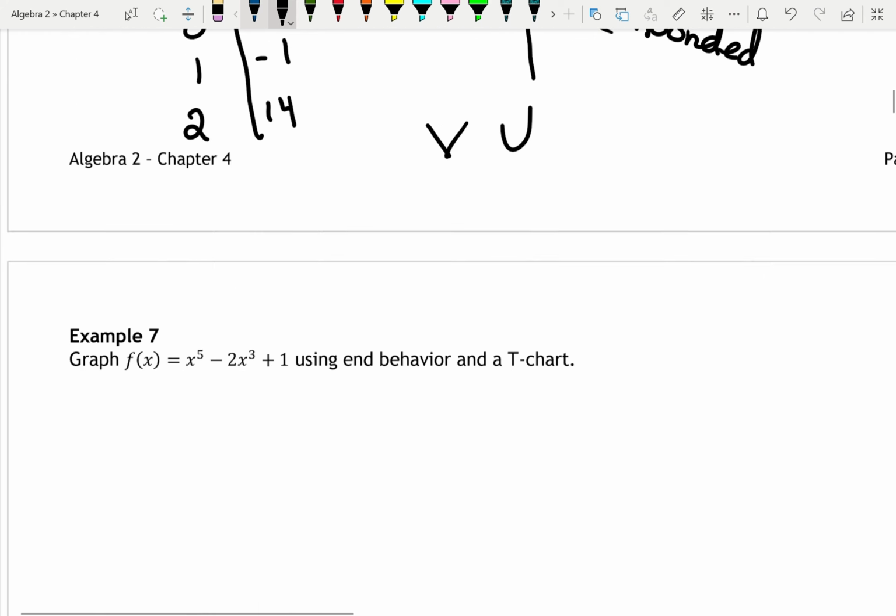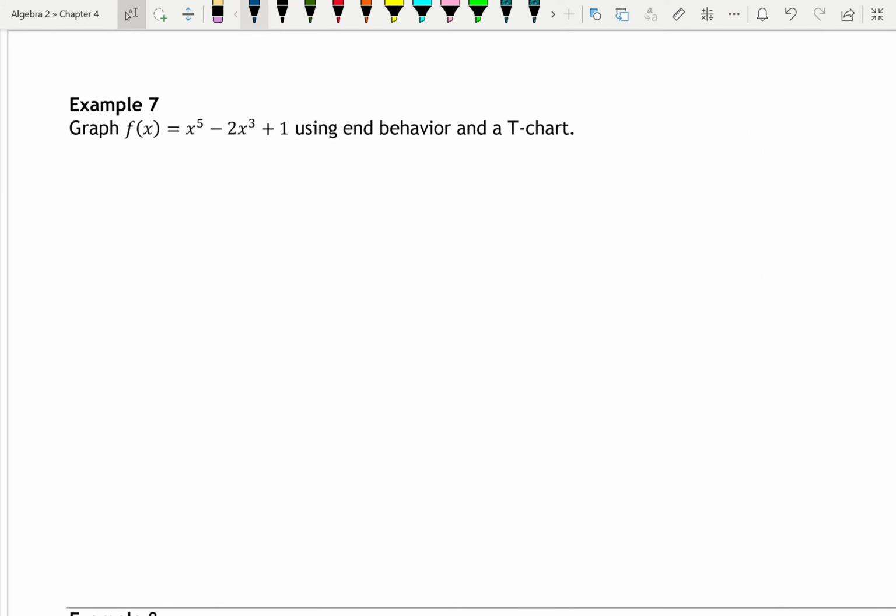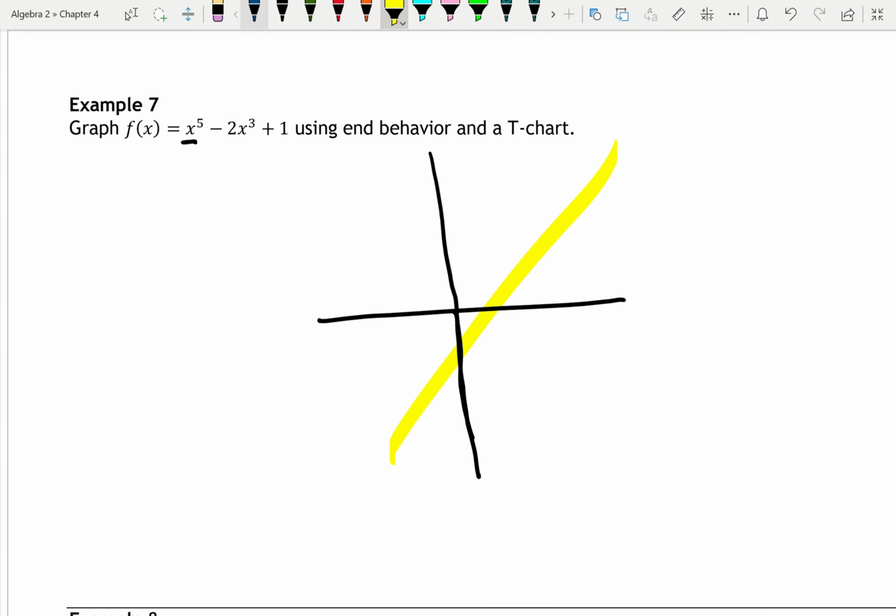All right, let's look at number 7. We're supposed to graph this function using end behavior and a T-chart again. So I'm going to look at my graph, and I'll draw in my little arrows for the end behavior. This is an odd degree with a positive coefficient. So it's going to be roughly like a line. So I think about a line going like this. My arrows are going to be up here and down here.